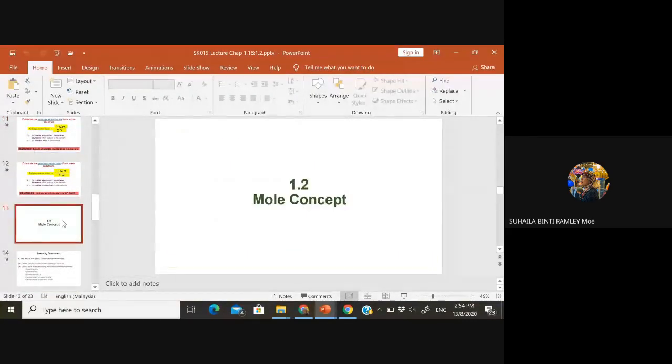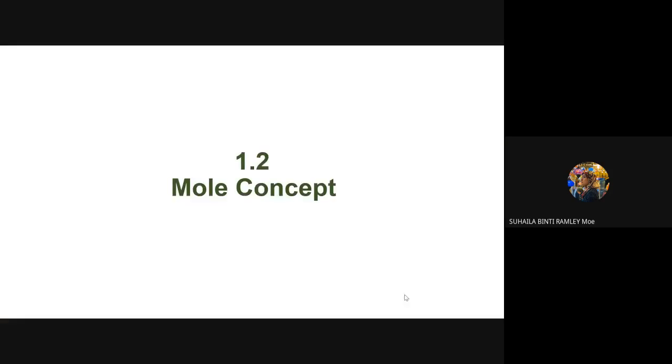Okay, this one is lecture note for 1.2. Do you have this notes? Kamu ada notes apa-apa dah? Tidak, madam, itu ada, lama madam. Takut. Nanti minta ya, madam. Nanti saya bagi link ya. Okay. Okay, madam.